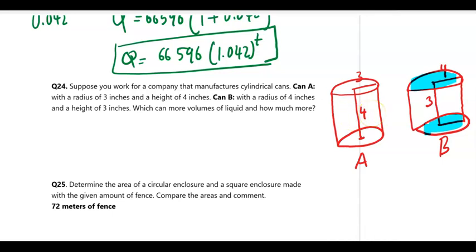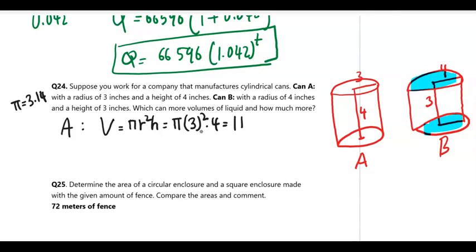So what's the volume of the cylinder? You have to use the formula. The volume of can A: V equals pi R squared H. That's the formula. Put in pi, and 3 squared times the height, 4. If you use 3.14 for pi and multiply everything together, this can hold 113.04 cubic inches.